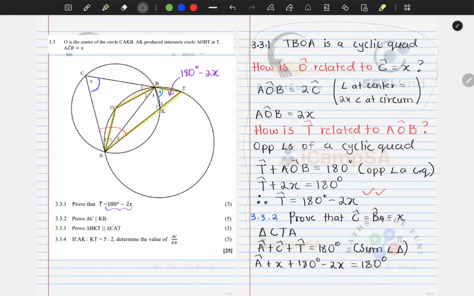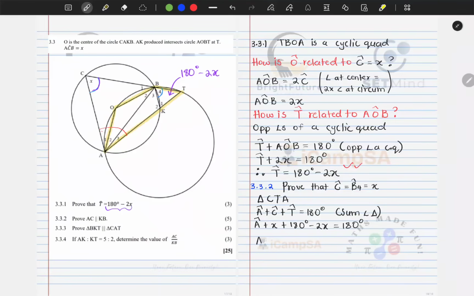Let's create some space a bit. Now, if you look carefully, we can transpose and get angle A to be 180 degrees minus 180 degrees. The minus 2x becomes positive x, the minus x becomes minus. Okay? Then if you observe carefully, you'll see these 180s cancelling, and then we are left with angle A being x. Now, if you observe carefully, angle A is equal to x.